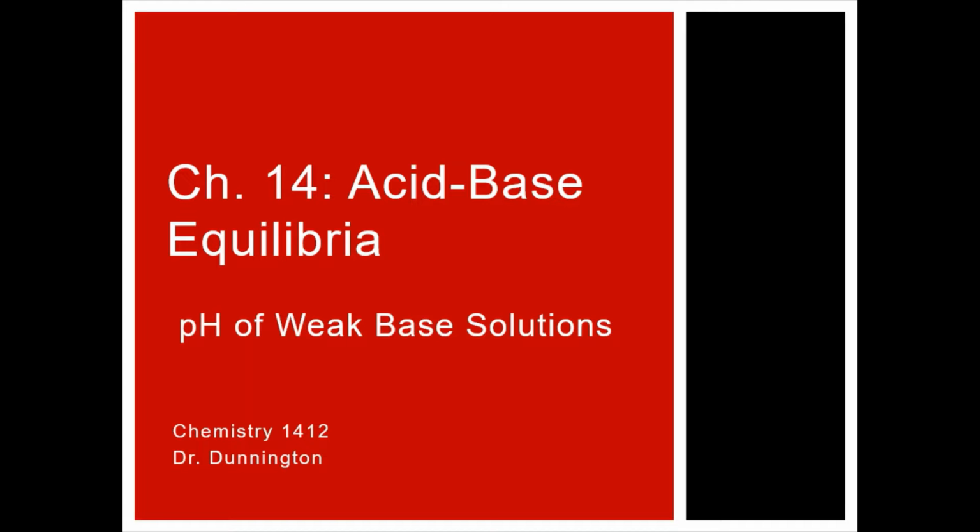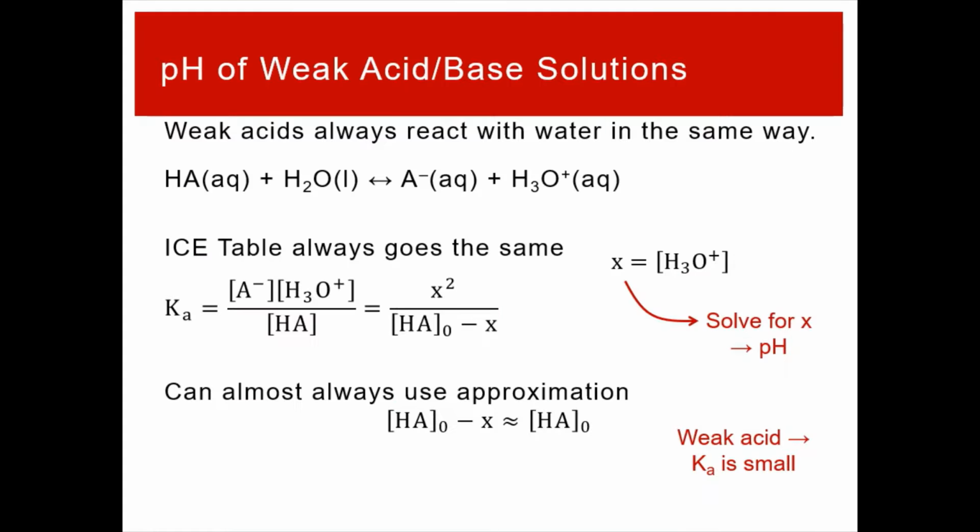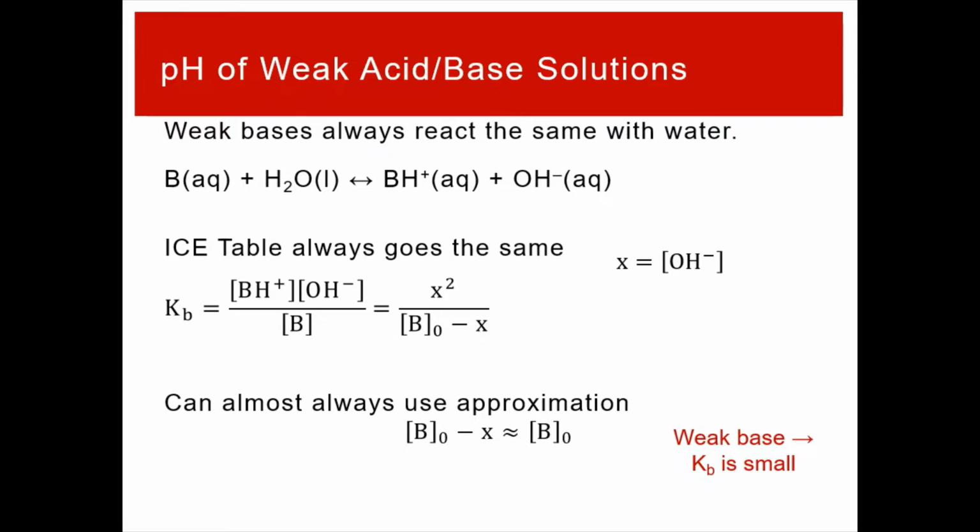Now we want to spend some time talking about a similar problem, but the pH of weak base solutions. So we saw that when we're dealing with weak acids, it's always the same idea. The reaction of a weak acid with water produces hydroniums. You have the same type of equilibrium constant expression, and you're solving for X. You can always use the approximations.